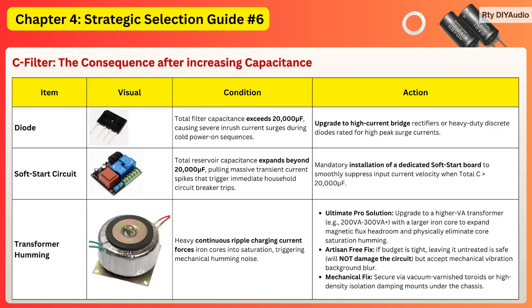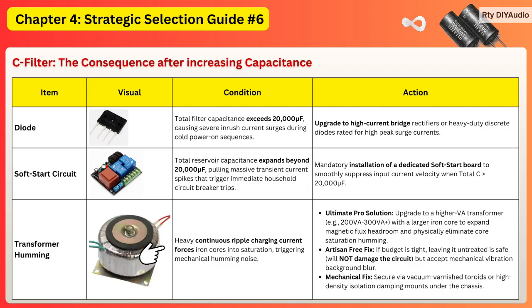Finally, look at Part 6. Upgrading your power supply reservoir capacitance forces massive consequences across your raw hardware infrastructure. When your total filter capacitance expands beyond 20,000 microfarads, you trigger severe inrush current surges during cold power-on sequences. This massive initial velocity will instantly blow standard rectifiers and trip household circuit breakers. To survive this current overshoot, you must upgrade to high-current, heavy-duty bridge rectifiers, or install a dedicated soft-start board to smoothly suppress input current velocity.